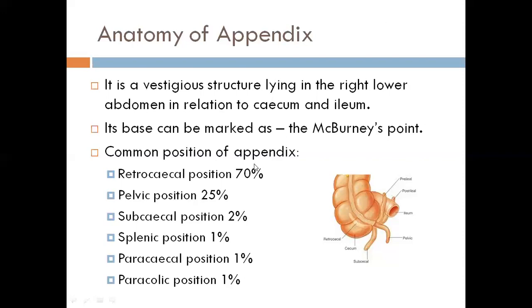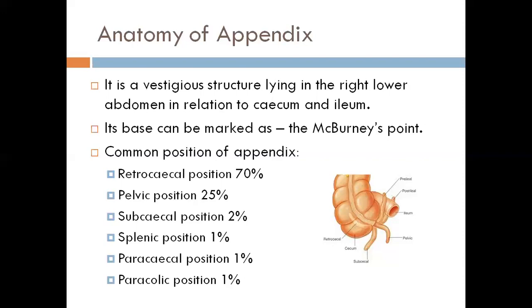Now let's see some common positions of appendix. First is retrocecal position. It is the commonest position, that is 70%. In this, the appendix lies behind the cecum. That is seen in the diagram. This is retrocecal position.